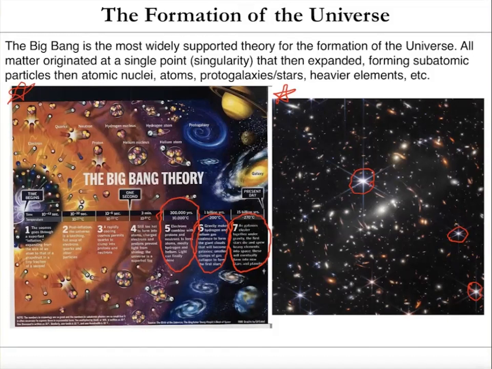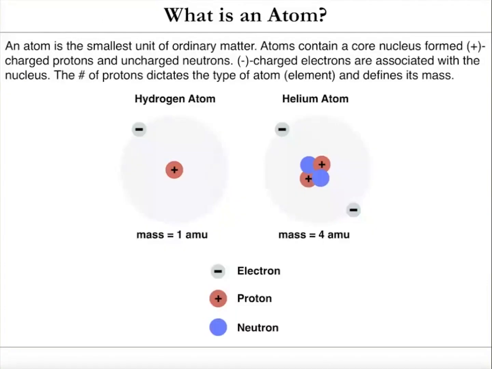But the formation of the universe, the most widely accepted theory is the Big Bang theory, which resulted in the explosion of all matter in the universe and the formation of atoms to form protogalaxies and earliest stars, and then that eventually resulted in the formation of all the known atoms in the universe. So what is an atom? An atom is the smallest unit of ordinary matter. Obviously, there's subatomic particles. If you break apart an atom, all sorts of stuff will fly out. But an atom is the smallest unit of matter that we basically think of matter.